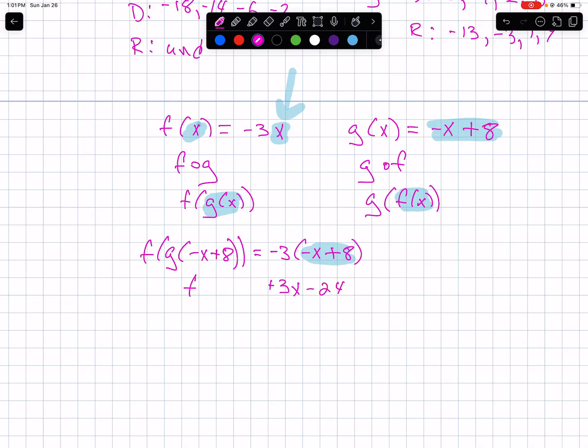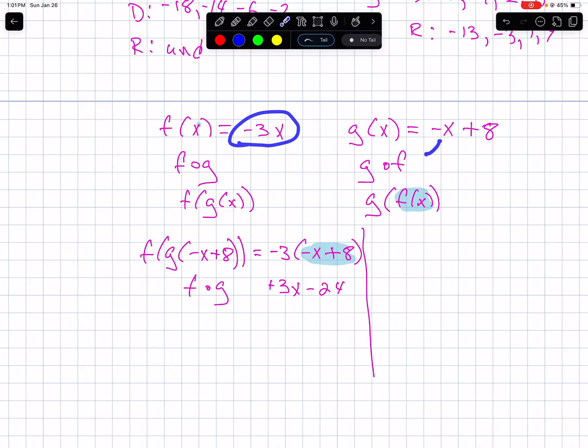That's the answer for f of g. And you could just write f of g in front because it's less to write. Okay. And then if we go the other way, so there's negative x plus 8 times 3x. See, it's weird, right? It messes with your head. I get that exact look so many times, right? So I take this whole one, and this is my new x right there.